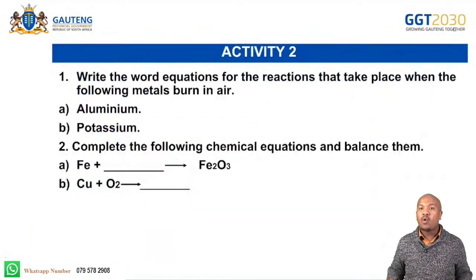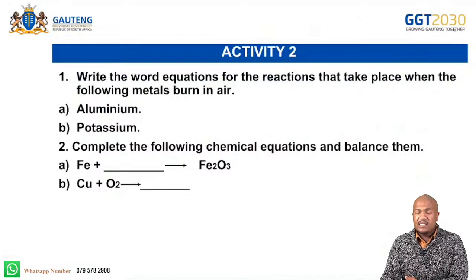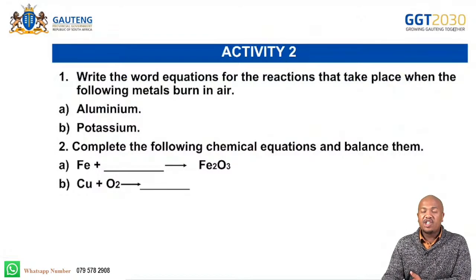So now we're going to engage in activity 2, right? Let's go through the questions together. Number 1 is saying, write the word equations for the reactions that take place when the following metals burn in air. A, aluminium. B, potassium, right?